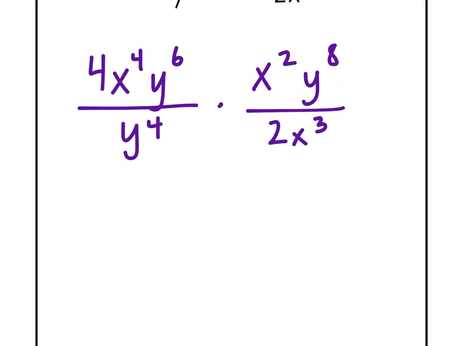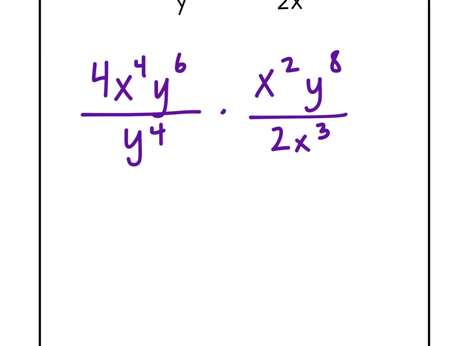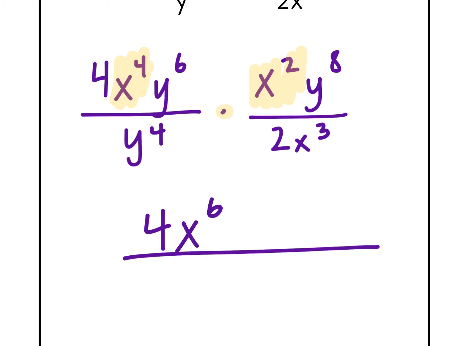Okay, so now going across the top, I'm going to multiply. So I still have the 4, but now I'm going to combine letters. I have x to the 4th power times x to the 2nd power. When we multiply, we add the exponent, so that would give me x to the 6th. Okay, and then the next letter, I have y to the 6th power times y to the 8th power. So again, when you're multiplying, you add the exponent, so that would give me y to the 14th power.